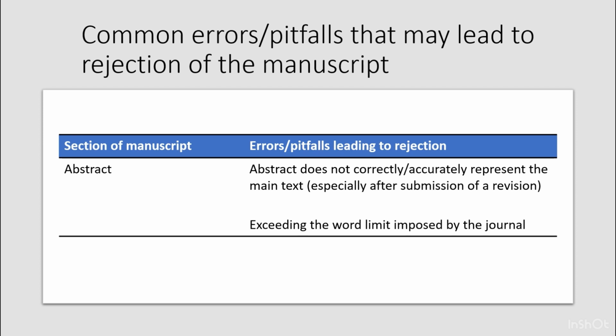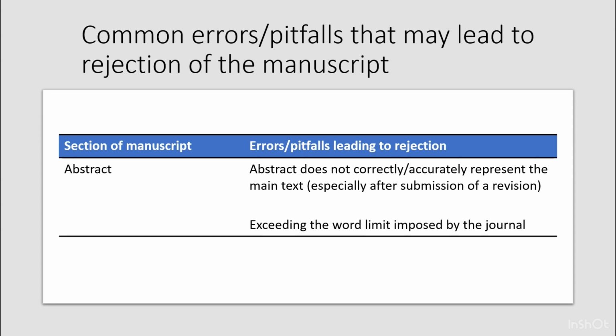First of all, misleading information. The abstract is often the first part of the manuscript that reviewers and editors get to read. If the abstract does not provide an accurate representation of the research or the results presented in the main text, it can mislead the readers and the reviewers, and this might create a negative impression of the manuscript.